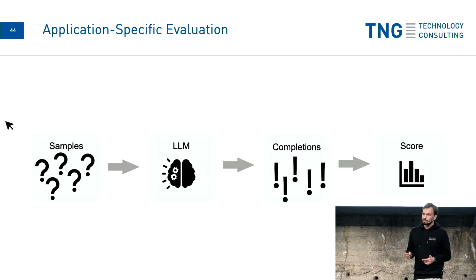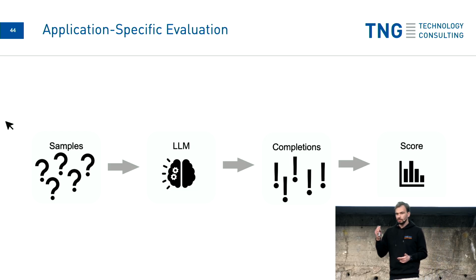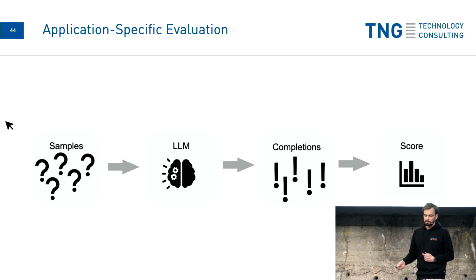So to sum up, evaluation consists of collecting samples, collecting the data, evaluating our system with them, and eventually scoring it with metrics which represent our expectations toward the system.